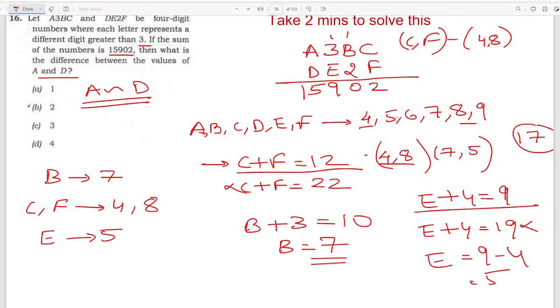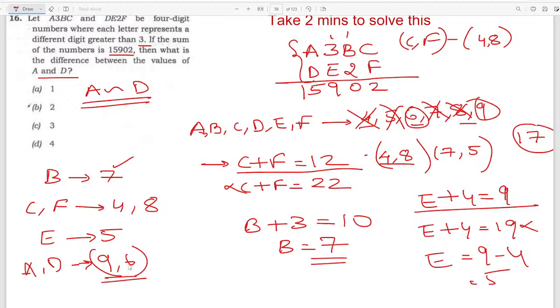Now 7 is done, 4 and 8 are also done, and then 5 is done. So the remaining digits left are 9 and 6. So 9 and 6 have to be A and D, but we don't know which one is D and which one is A. But we can clearly say what the difference between these two is. It is 3. We don't know which is A, which is D, but we know the difference between these two is 3, 9 and 6. Thus the correct answer is option C.